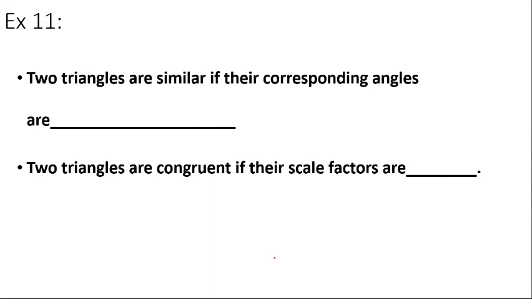So it says next one, two triangles are similar if their corresponding angles are, we say congruent. It says two triangles are congruent if their scale factors are 1. Okay, so we're done with today's notes.